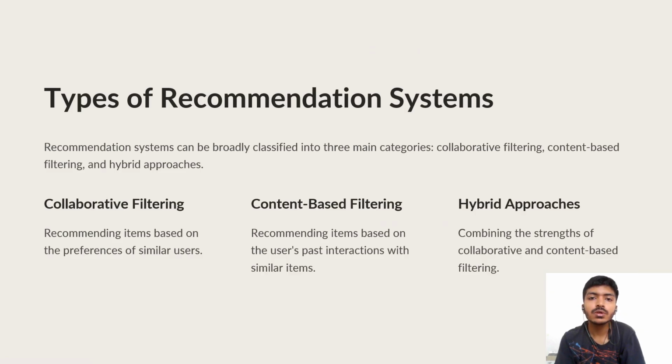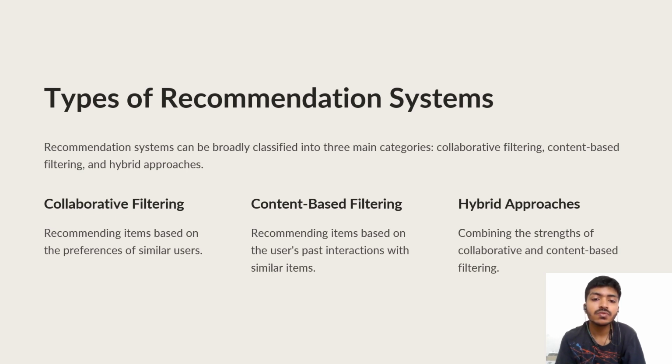So we are going to look at the types of recommendation systems. Recommendation systems can be broadly classified into three categories: collaborative filtering, content-based filtering, and hybrid approaches. Collaborative filtering recommends items based on preferences of similar users. For example, user A has a preference over something and user B has similar preferences, so user B will also be recommended the similar items.